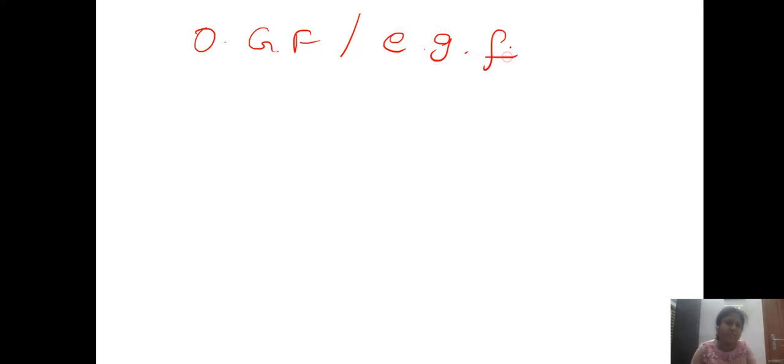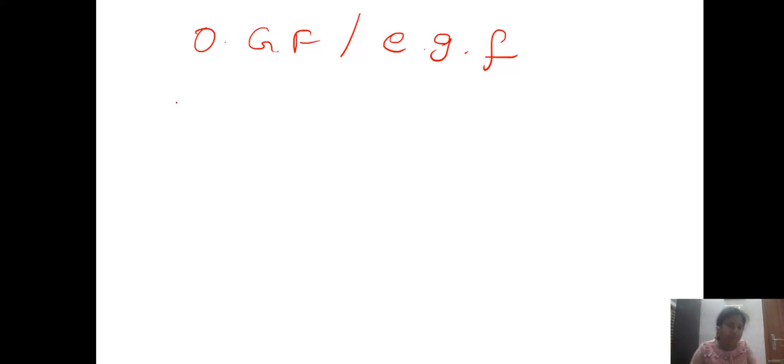Okay, so today in this video, we are going to evaluate a sum using a generating function. This comes under combinatorial theory. I assume that you already know about OGF and EGF. OGF stands for ordinary generating function, and EGF stands for exponential generating function. So we are going to use either of them in order to find the sum of something.